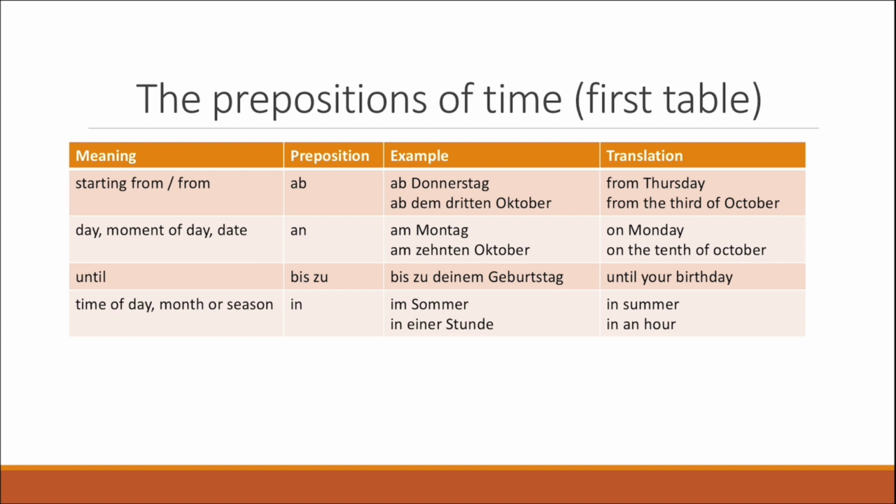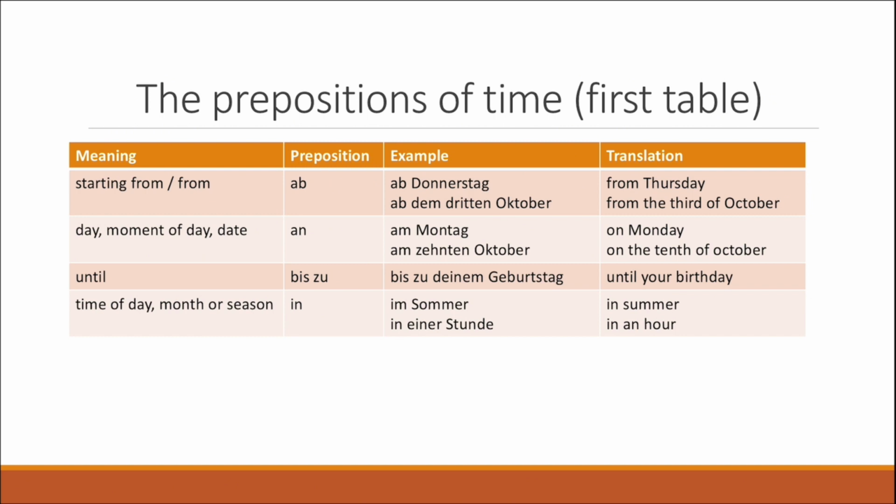Now, the most important prepositions of time are 9. And in this first table, you can see the first 4. Ab, an, bis zu, and in, which mean starting from, in this case. Now, in German, rather than learning the exact translation, it's more important to just learn the meaning of the preposition so that you're going to use it properly.